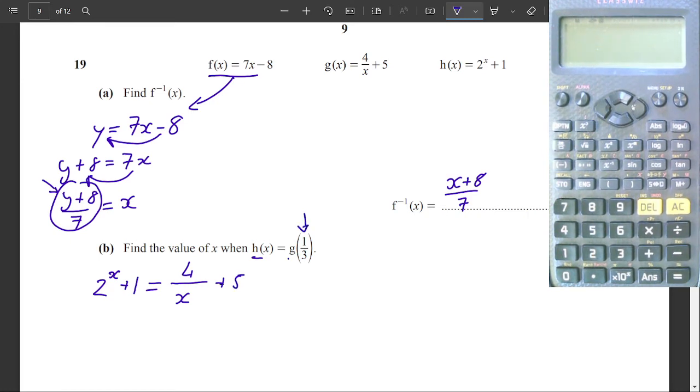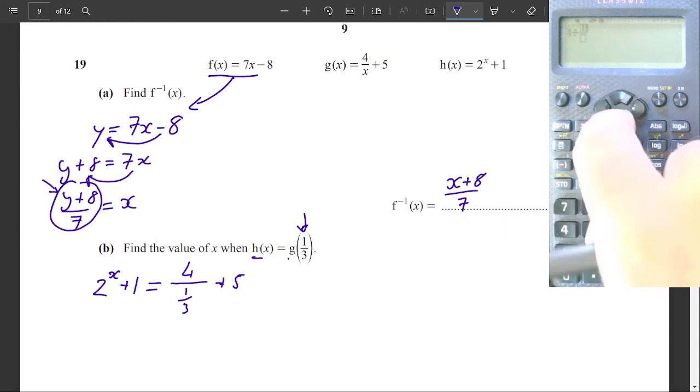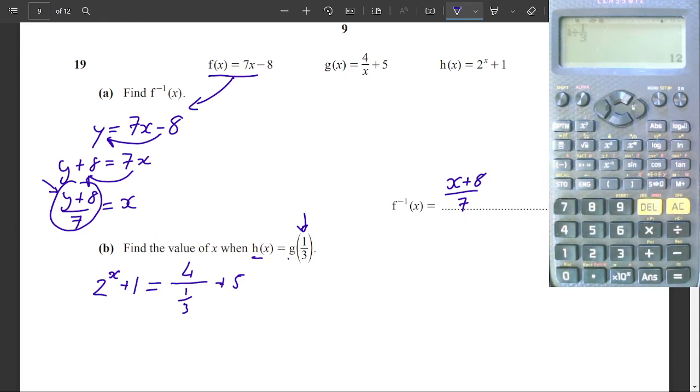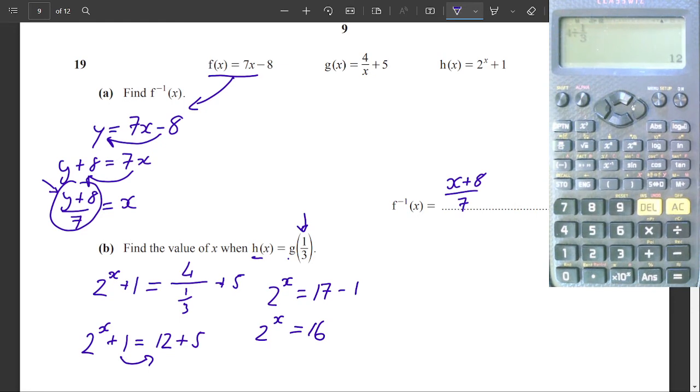But they've also told us what x is. X is a third. So instead of x there, I need to put a third. Right, let's do the first part. What is 4 divided by a third? How many thirds goes into 4? Great, 12. Nice. Okay, so that will be 12 plus 5, which is 17, and then we subtract that 1, so we get 2 to the power of x is 17 minus the 1, 16. I like what I'm seeing because now we can make the two base numbers the same.